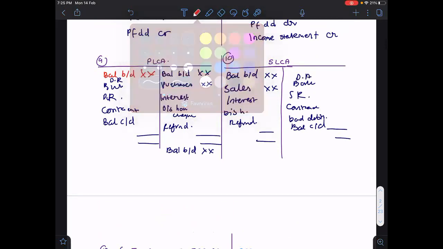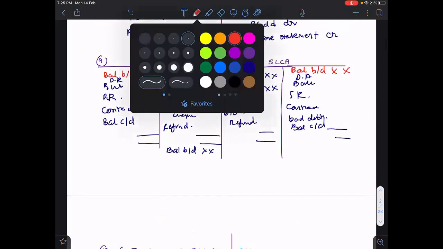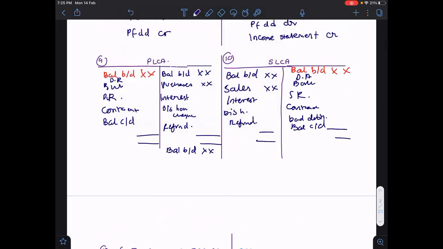Which is when customers overpay you, or they return the goods after payment is settled. Account is settled. Okay, fine. Go down.